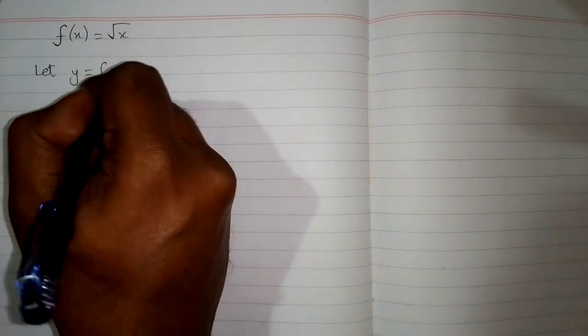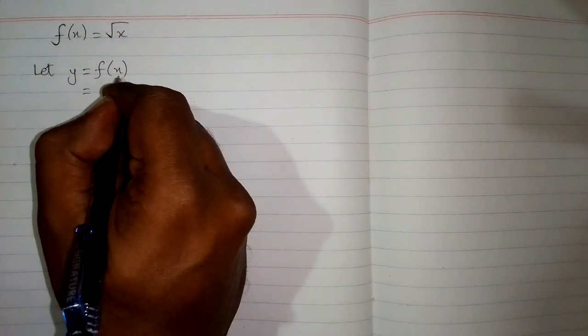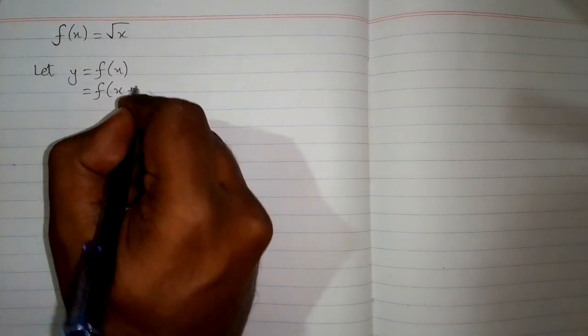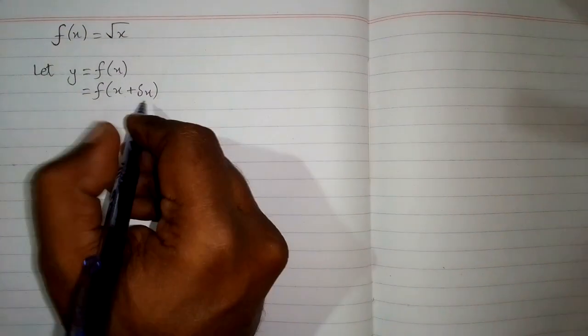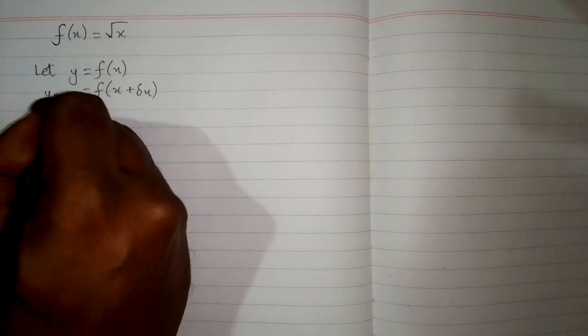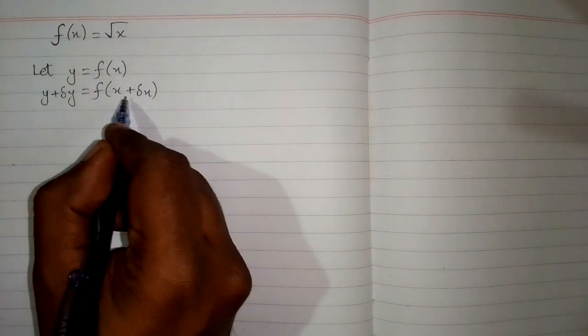In this video, we will find the derivative of the function by first principle. So the given function is f of x is equal to square root of x. First of all, let y is equal to f of x. If there is a small change in x, then there will be a small change in y, and the small change is delta x. So we will add delta x to x, and then we will add delta y to y. So we have y plus delta y is equal to f of x plus delta x.